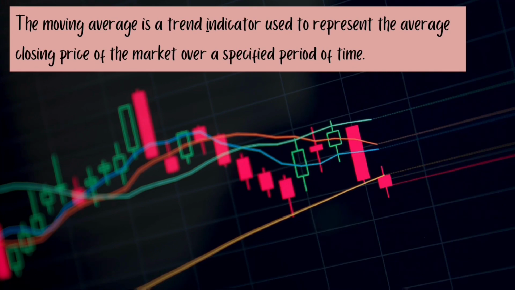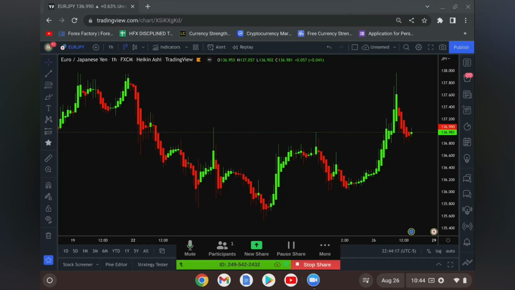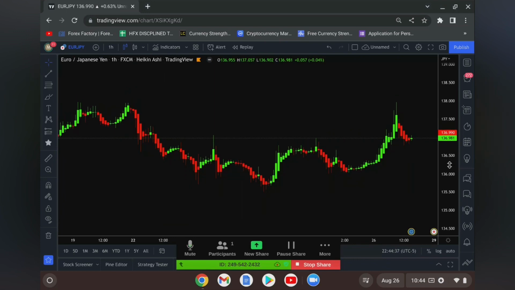Let's apply this to a live chart example to get a better idea of how we can use this tool to gain an edge on the market. All right, you guys, so we are here on tradingview.com, and I'm just going to be giving you a quick rundown on the moving average. First off, I did change my candles from Japanese candlesticks to Heikin Ashi candlesticks, just because you guys know I prefer how it looks on my chart. I just think it makes the chart look a lot cleaner.